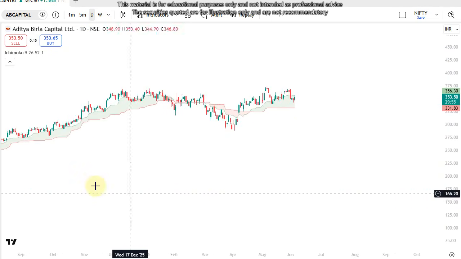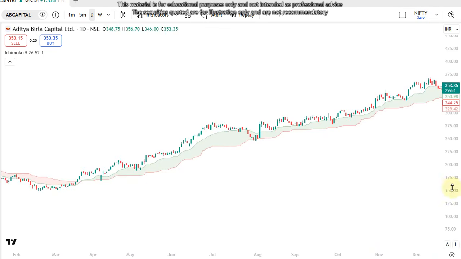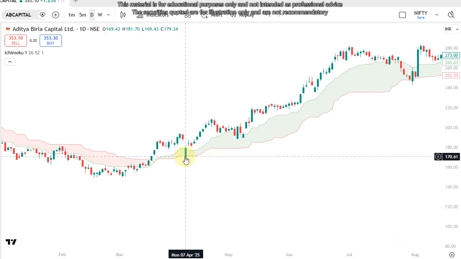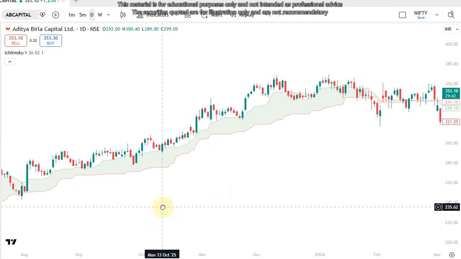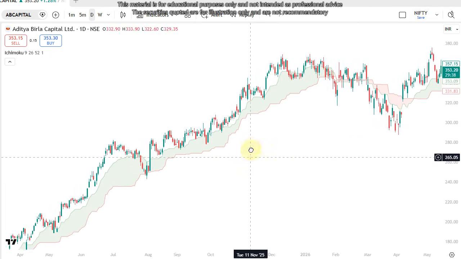Okay, see here in this bull run, market turned bullish. See, exact bottom. Okay, again see exact bottom. Okay, so this is the concept.